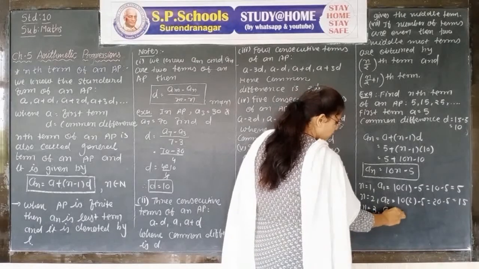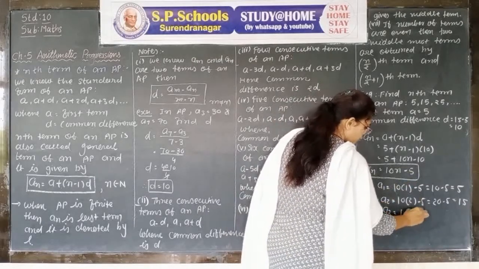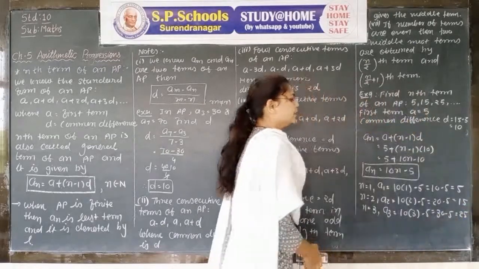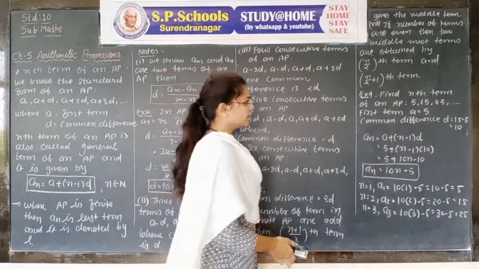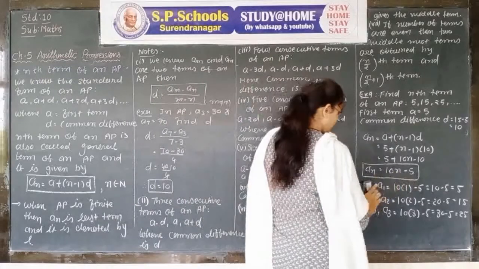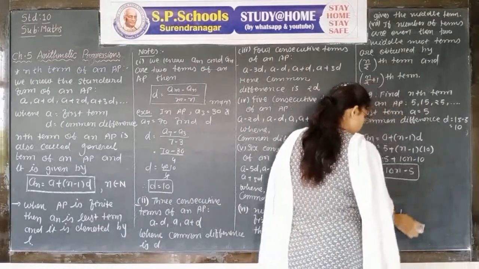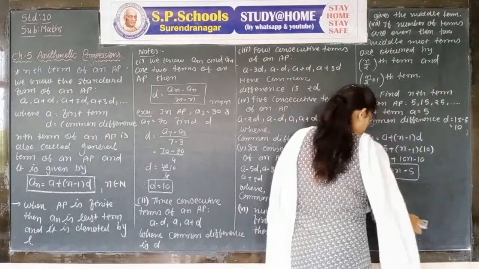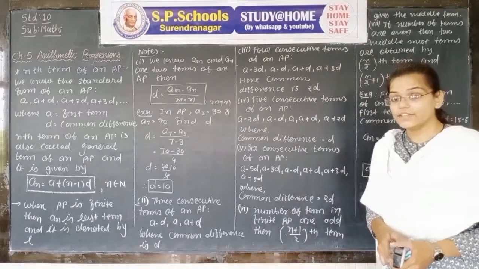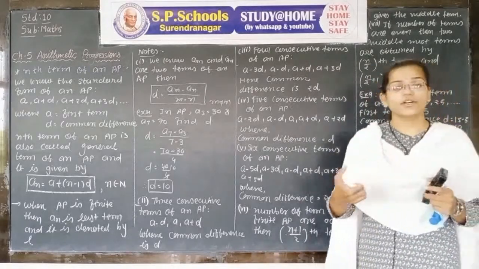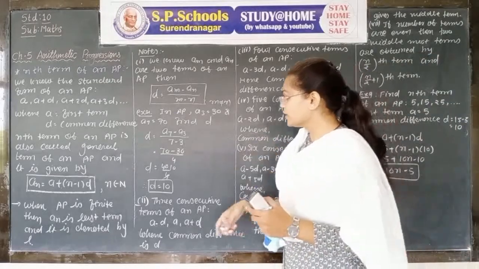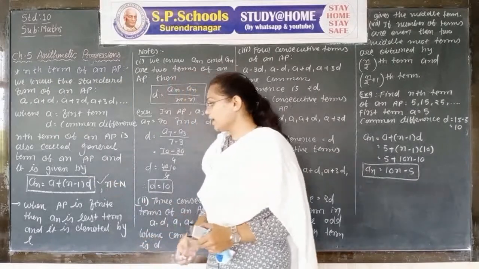Now a3 is equal to 10 into 3 minus 5. 30 minus 5 is equal to 25. The 5, 15 and 25 are the given terms of the AP. Hence the nth term of the AP, 10n minus 5, is 100% correct. Using the nth term, the general term, we can find the first term, the nth term, and all terms of an arithmetic progression.